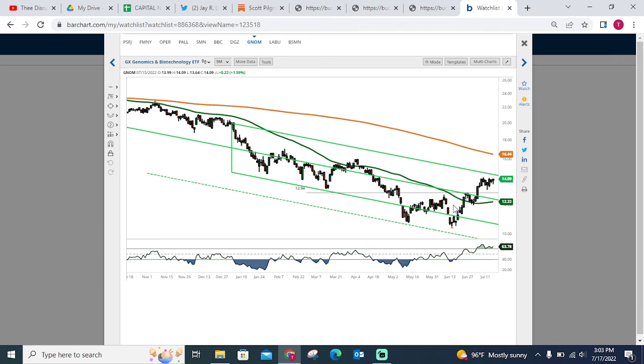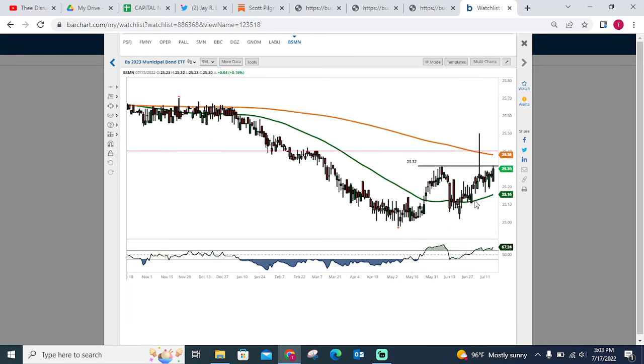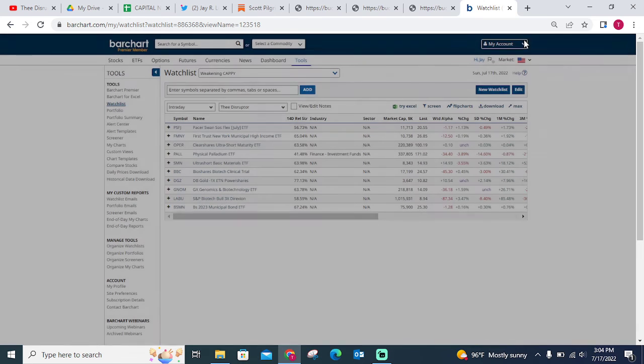Genomic and biotech. I like this. It looks like very soon it could actually be breaking out of a pitchfork. Always good to see. That's something we want to watch, but it is weakening. LABU looking like it wants to break out. I've drawn a line there. I want to stay north of it. Had a great day on Friday with that 3.47%. So lots to watch there. And then you got more in your municipal bond space.